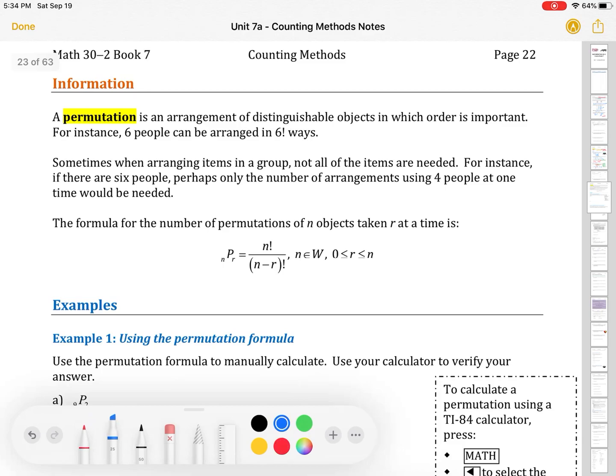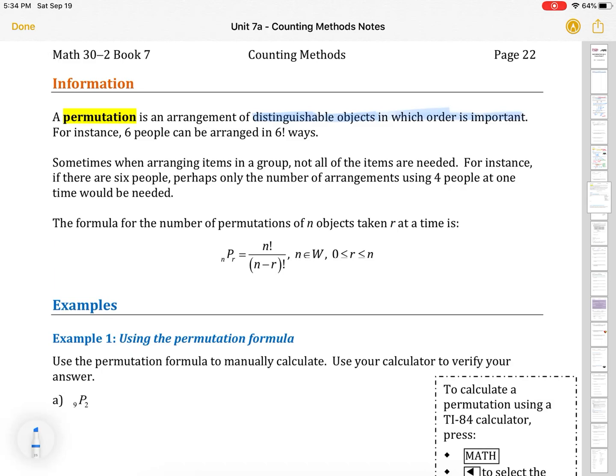Okay, let's talk a little bit more. We've done a little exploration of this with the CDs, so let's talk about what we're doing today. A permutation is an arrangement of distinguishable objects in which order is important. For example, 6 people can be arranged in 6 ways.